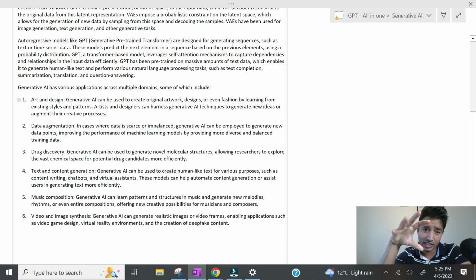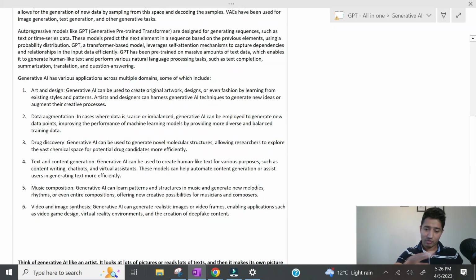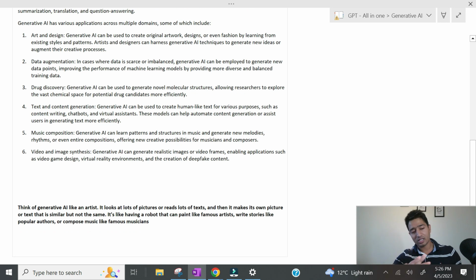But let's see what generative AI can do for us. It can generate arts and design, right? It can be used to create original artwork. Data augmentation: in case data is scarce and imbalanced, generative AI can be employed to generate new data points. Drug discovery: generative AI can be used to generate novel molecular structures. Text and content generation, we have already seen it in ChatGPT. Music composition: generative AI can learn patterns and structure in music to generate new melodies. We have seen it as well in the lyrics, but on the music side as well it can be done.